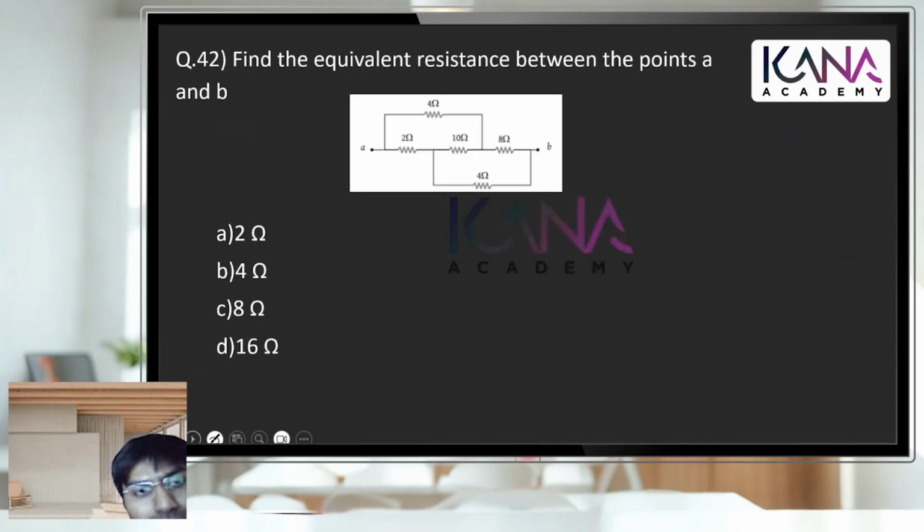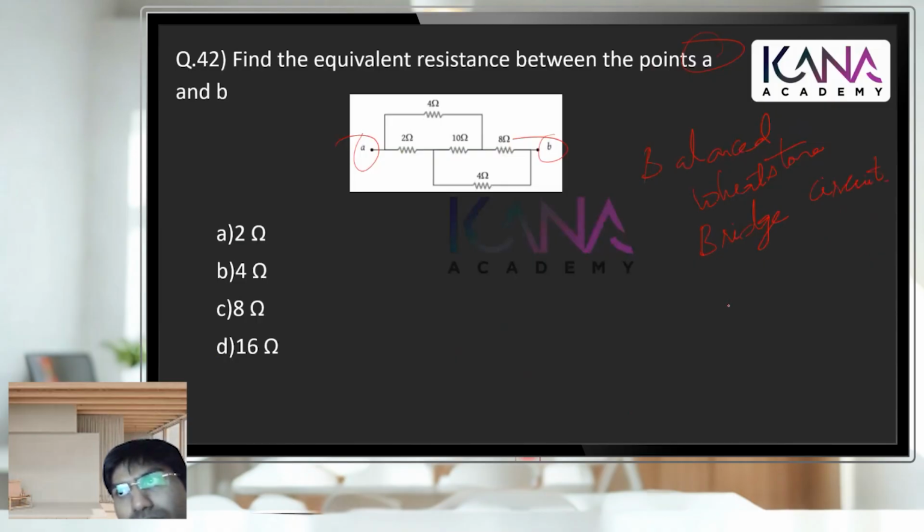Okay, another question, 42. Find the equivalent resistance between the points A and B. The trick is how to simplify it. For this, the concept is that it is a balanced Wheatstone bridge circuit.